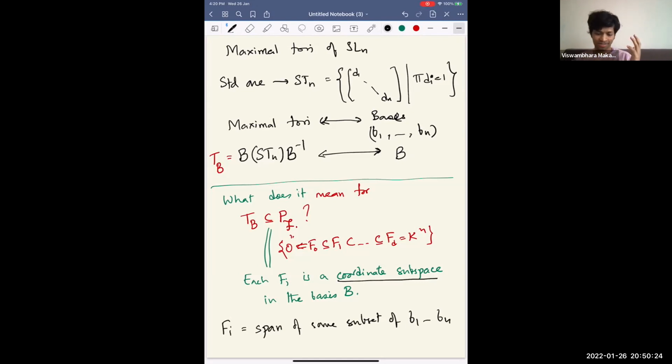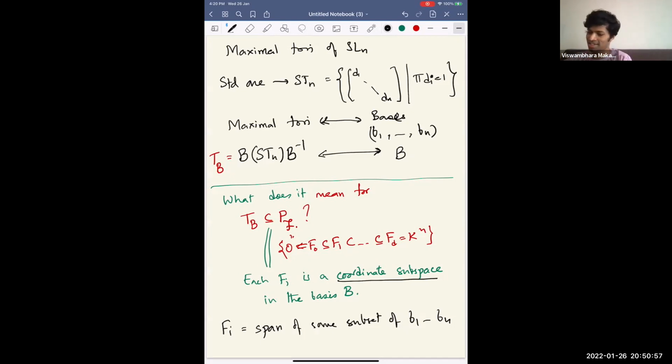Great. Now you have your parabolic subgroups. If you want to find a maximal torus, you have to come up with a basis. This basis just has to make sure that each of the subspaces in your flag is a coordinate subspace. So what is one way you can do it? You can go in your flag from bottom to upwards and pick a basis so that at every point it's a coordinate subspace. You pick a basis for F_1, then extend it to a basis for F_2, then extend it to a basis for F_3, and so on.